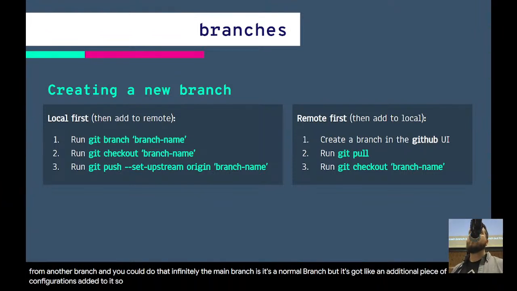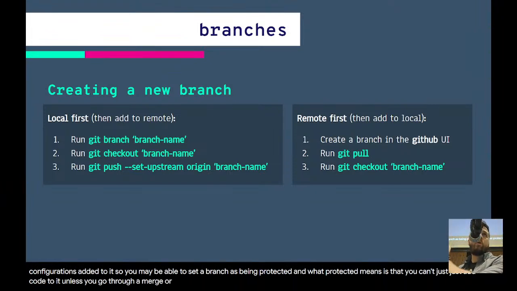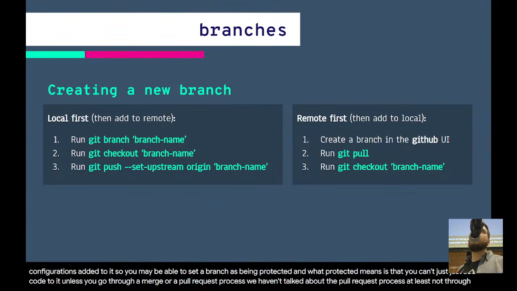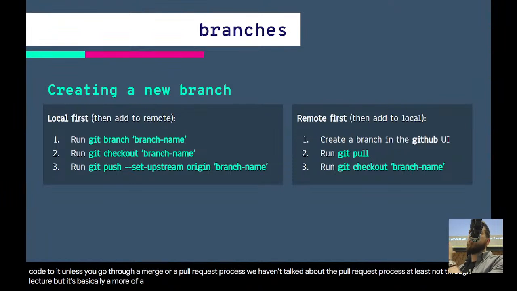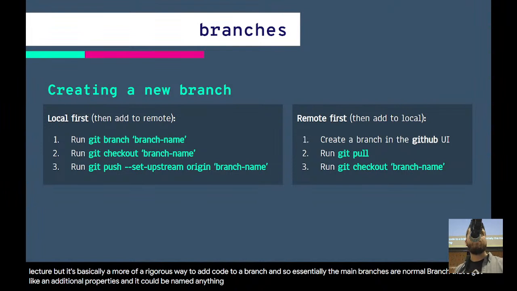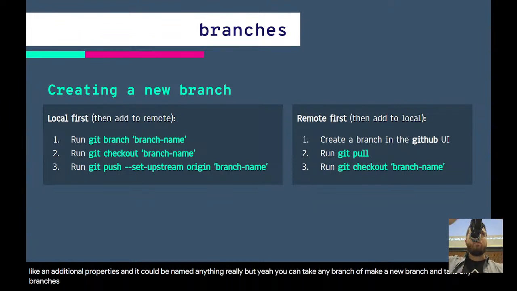You might be able to set a branch as being protected, and what protected means is that you can't just add code to it unless you go through a merge or a pull request process. We haven't talked about the pull request process, at least not through lecture, but it's basically a more rigorous way to add code to a branch. And so essentially the main branch is a normal branch with additional properties, and it could be named anything, really. But yes, you can take any branch and make a new branch, and take any branch and merge it into another branch as long as it's not protected or something else.